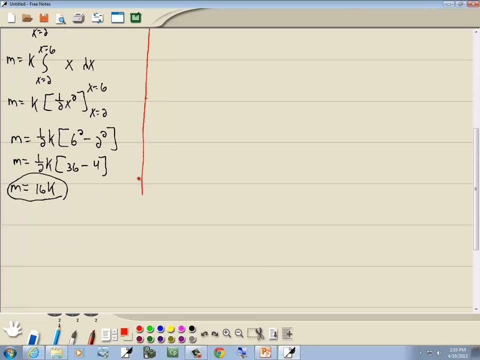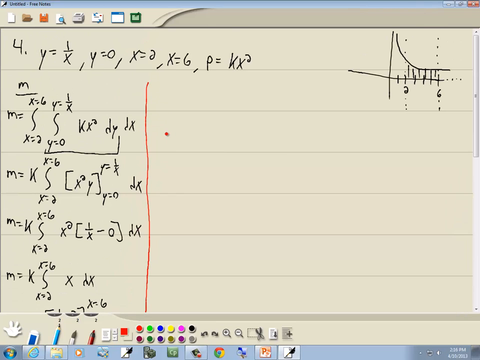Let's find our moment with respect to x. Okay, so our moment with respect to x, we're going to go from the same region of integration, x equals 2 to x equals 6, and y is equal to 0 to y is equal to 1 over x. Now we're finding the moment with respect to x, we have to add a y. You always add the other variable, times rho, which was kx squared. And then dy dx. Well, let's find the inner one.